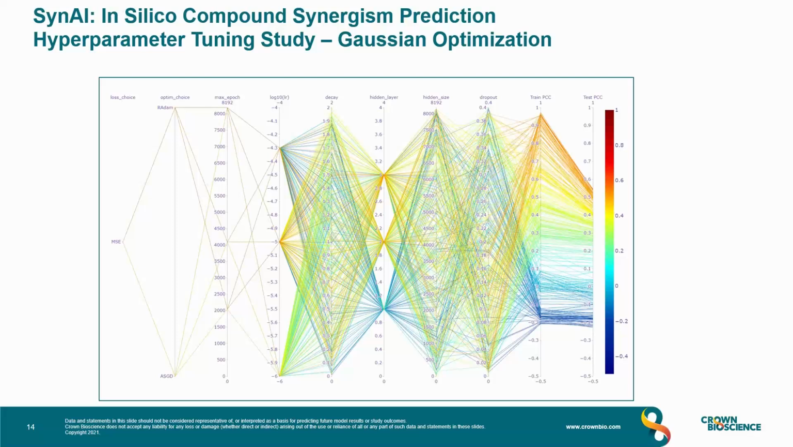For example, if we follow one of the lines, it starts with mean square error, which is a common choice for regression studies. And we have an ADAM optimizer and use 8000 as the maximum epoch for the training, and the learning rate around -4, etc. So the result actually represents the combination of all the tests that have been run for a single cell line.